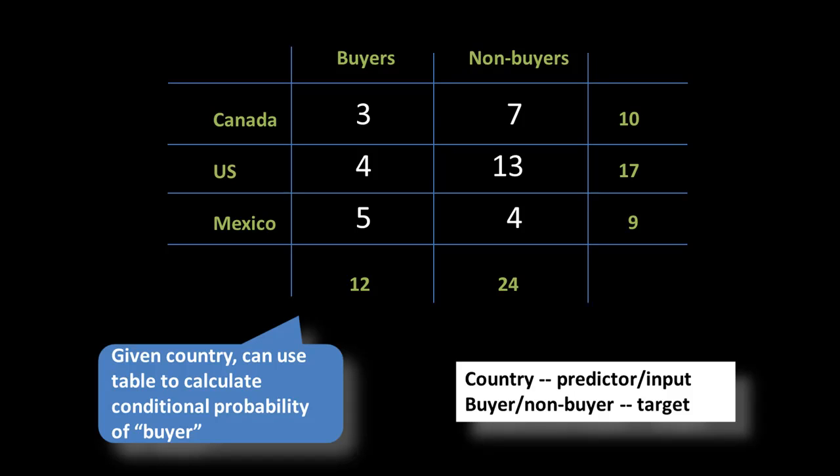So again, we are just matching this back to our terminology of data mining, where we've got a bunch of predictor variables, and then we've got a target variable that we are trying to predict. And here are input variables using which we are trying to get the value for the target variable. So the target variable is whether somebody is a buyer or non-buyer, and the input variable or the predictor variable is their country.